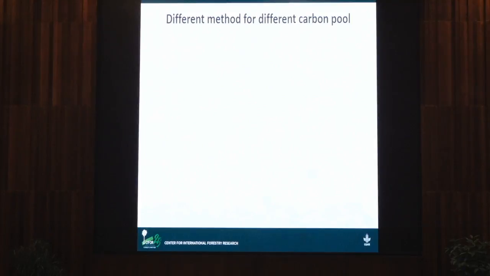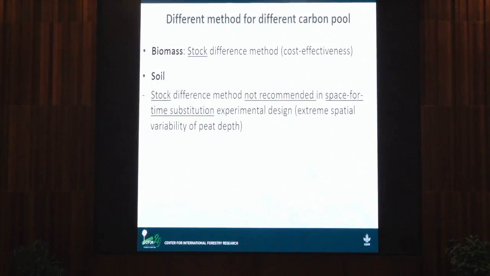The case of peatlands is a bit specific because we need to use different methods for different carbon pools. In general, we use the stock difference method for quantifying the losses from the biomass because it's the most cost-effective method. For the soil, the stock difference method is not recommended by bodies such as the IPCC when it's used in space for time substitution design. And the reason is the extreme and natural spatial variability of peat depth. So we cannot make the assumption that the reference site is representative of the site where we have the activity taking place. This is why the flux method is much more commonly applied for peat soils.